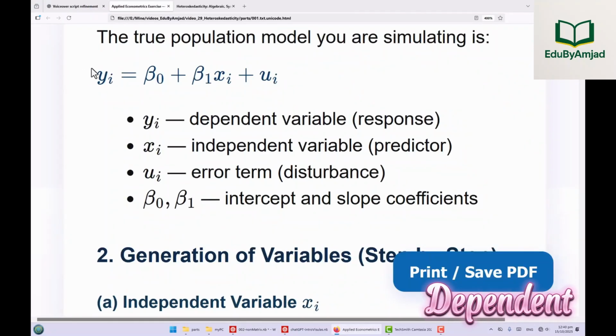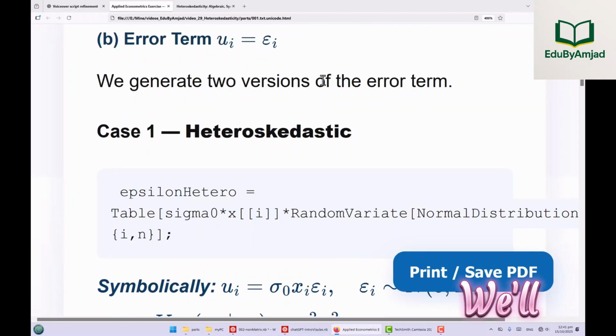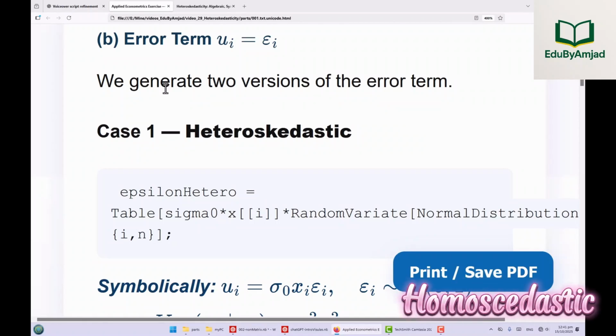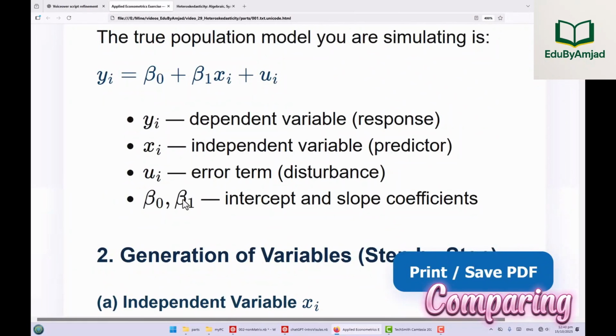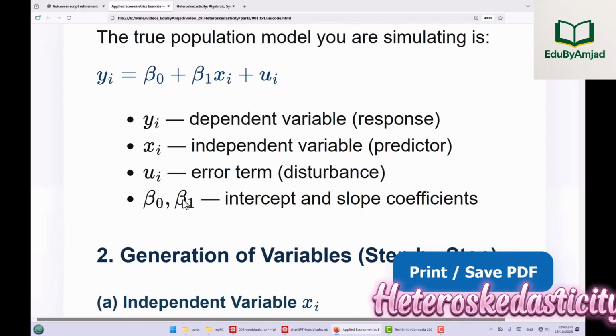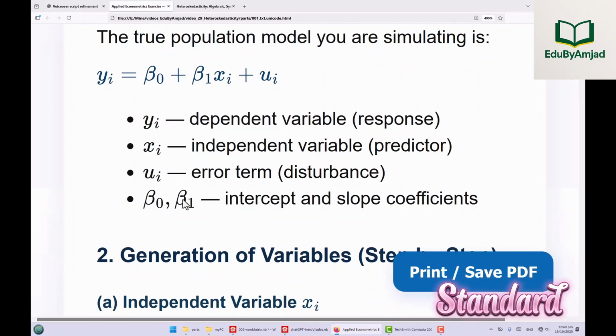To generate the dependent variable y, we use a simple regression model. Beta 0 and beta 1 are the intercept and slope coefficients, and u is the error term. We'll create two versions of the error term, one homoskedastic, with constant variance, and one heteroskedastic, where variance depends on x. Comparing the two will let us see how heteroskedasticity affects our regression estimates and their standard errors.